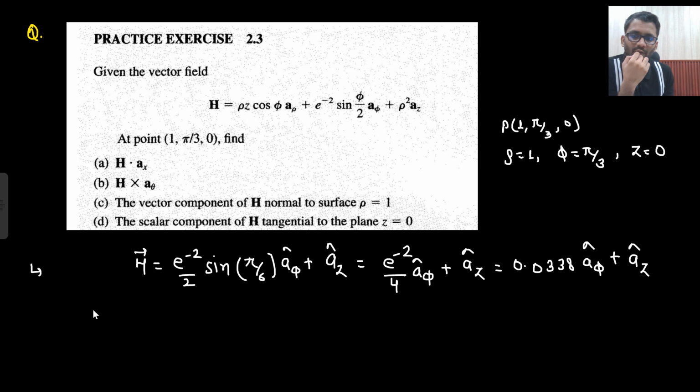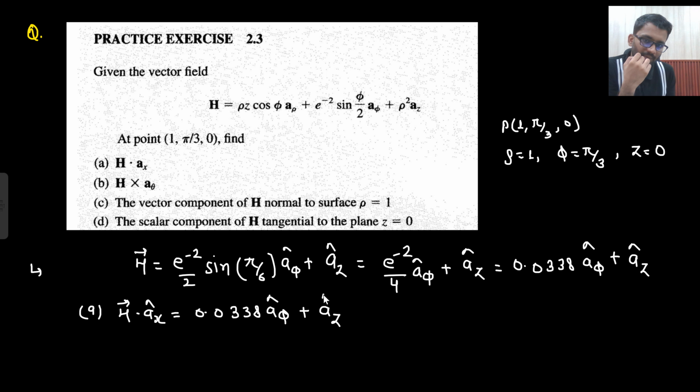Okay, what I need to find in the first question? H dot ax. So this value dot ax, cap. So what that would be? 0.338 a phi cap plus az cap dot ax cap. 0.0338. What is your a phi dot ax? Do you remember it? A phi dot ax.